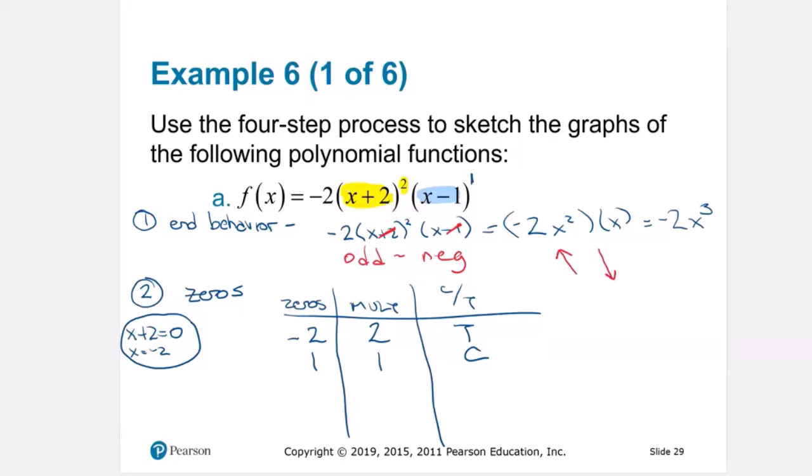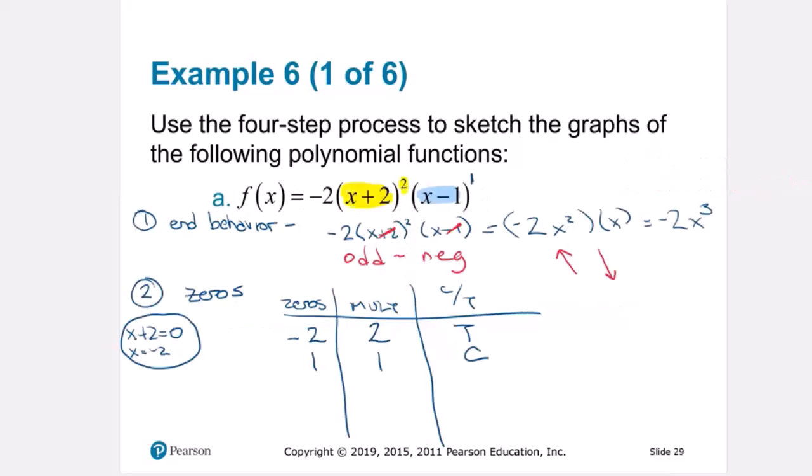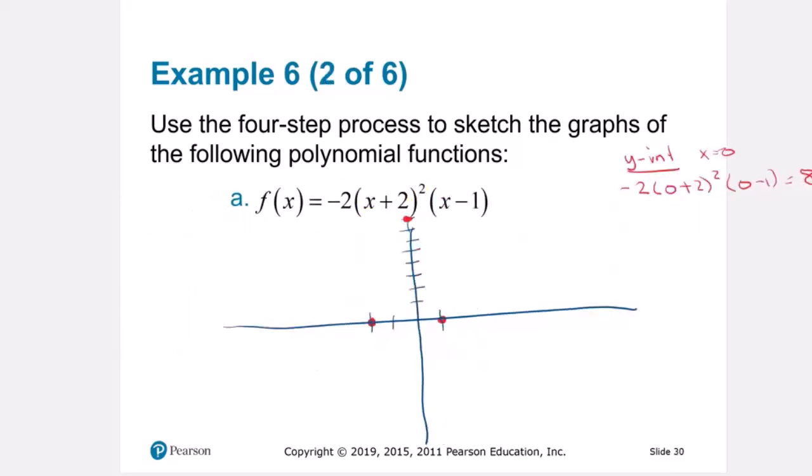The last thing I have to do is sketch the graph. We know we have a zero at negative 2, and we have a zero at positive 1. The zeros and x-intercepts are the same. And then we have our y-intercept. How do we find our y-intercept? We set x equal to 0. It's negative 2 times 0 plus 2 squared times 0 minus 1. This is equal to positive 8. And we know our end behavior is up on the left and down on the right.